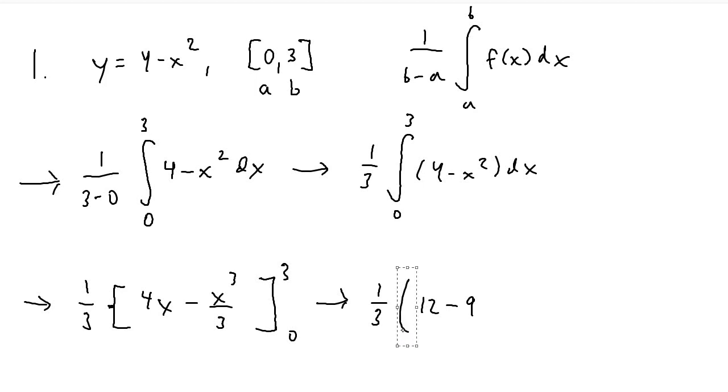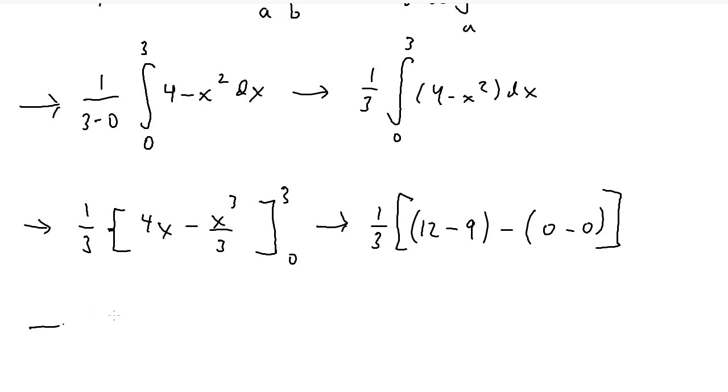And then when I plug in 0 for x, I'll get 0 times 4, which is 0, minus 0 cubed over 3, which is still 0. So then to simplify, we get 1/3 times 12 minus 9, which is 3. 3 minus 0 is 0, so we just get 3. And that gives us the average value of 1.